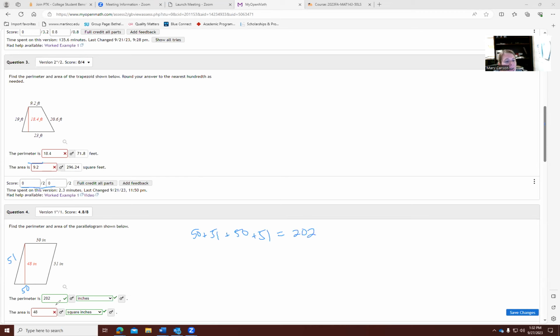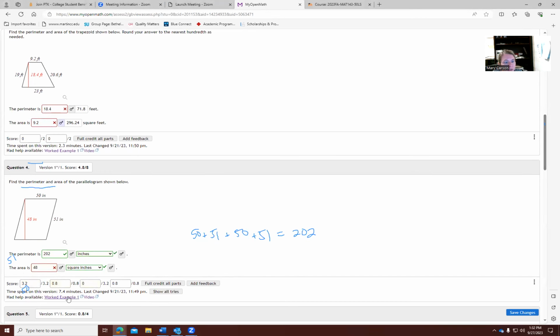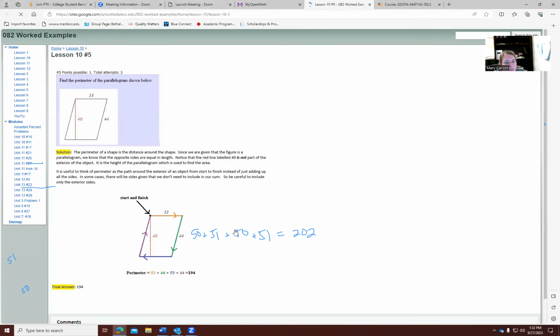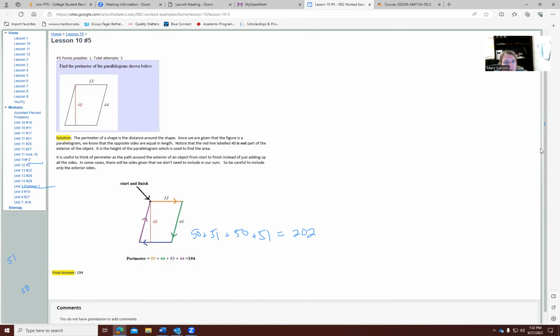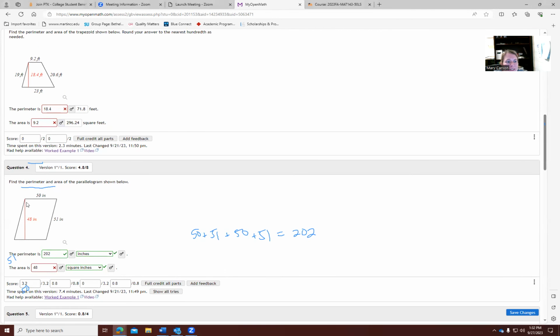And how do you find the area of a parallelogram? If you had read your book and you had written out your notes, and you also take a look at your worked example down here, it would have given you the area formula. All these are pretty straightforward. There's the perimeter. It tells you how to find the perimeter, and then the video should show you how to do the area. The area of a parallelogram is your height times your base. Base times height, which would be 50 times 48.